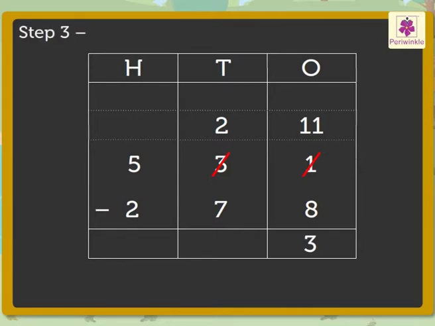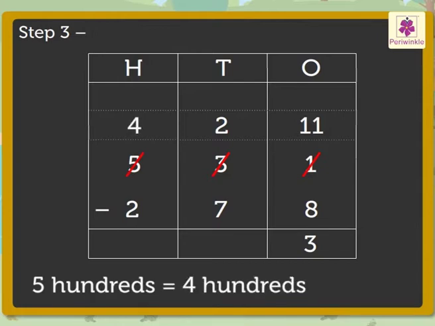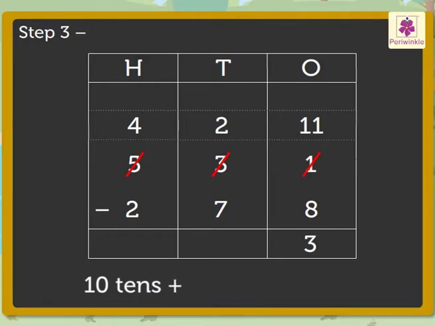Step 3. Subtract the digits in the tens column, that is 2 and 7. As 2 is smaller than 7, we regroup 5 hundreds as 4 hundreds plus 10 tens. So, we have 10 plus 2 is equal to 12 tens. Therefore, 12 minus 7 is equal to 5 tens. Write 5 in the tens column. Step 4. Subtract the hundreds, that is, 4 minus 2 is equal to 2. Write 2 in the hundreds column.